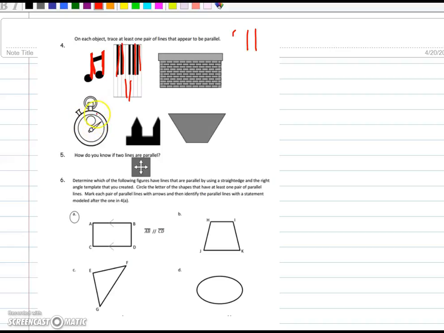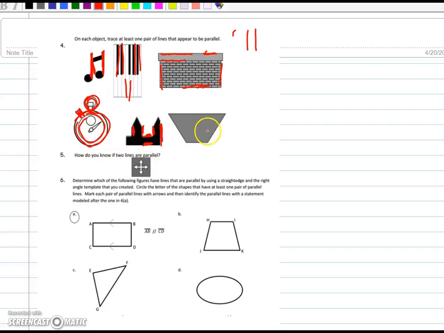On this stopwatch, I see parallel lines right here. I also see these ones that go around the circle will never cross, and the ones around the little circle would never cross. On the brick building, I see the top and this line would never cross. These would never cross. The top line with this line, the top line and the bottom line would never cross. And on this building, I see this line, this line, this line, or this line, this line, this line.